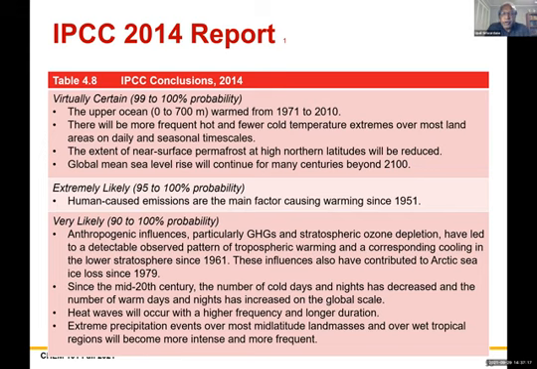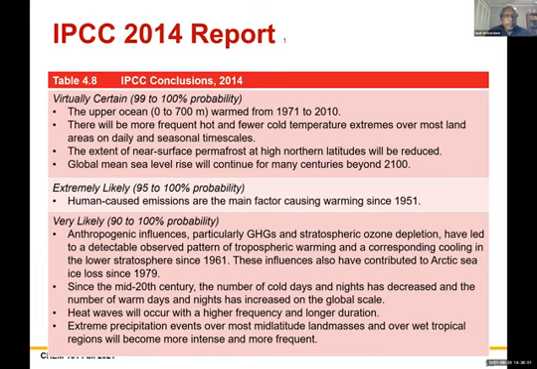anthropogenic influence, particularly greenhouse gases, carbon dioxide and freons and stuff like that, and stratospheric ozone depletion have led to a detectable observed pattern of tropospheric warming. Tropospheric warming is the bottom layer of the Earth. And corresponding cooling in the lower atmosphere since 1961. These influences may also have contributed to Arctic sea ice loss.